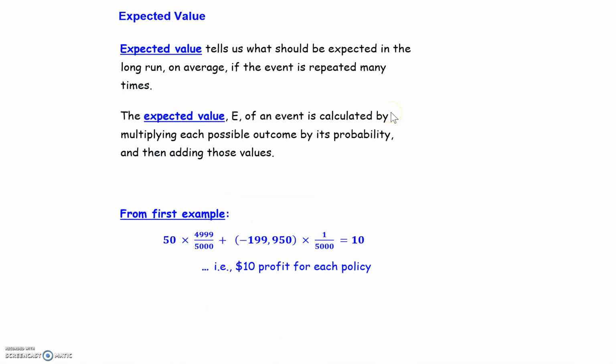If we want to talk about the expected value of the policy, we would take the $50 they make times the 4,999 out of 5,000 probability. Because remember, for all those ones they're not paying out, they're making $50. Then for the 1 in 5,000 probability that they pay it out, they're going to be losing $199,950. Where did that come from? Well, they're paying out $200,000, but they got $50 from that individual. So they didn't quite lose $200,000 there. When you do this in your calculator, you come up with a positive 10. That's positive, so they're getting a $10 profit for each policy.